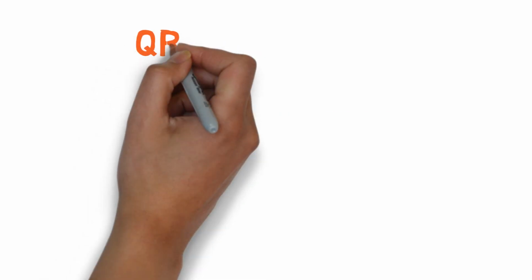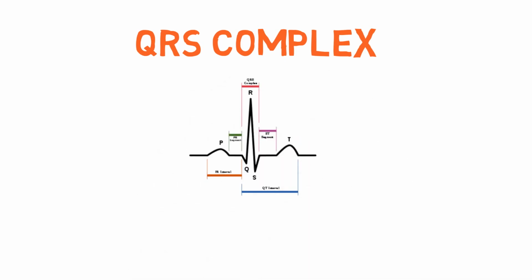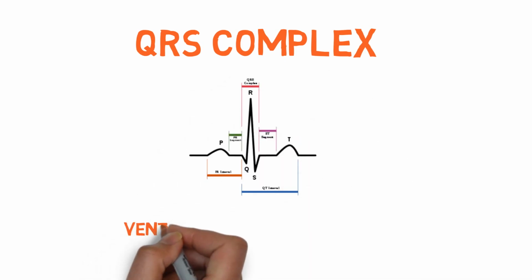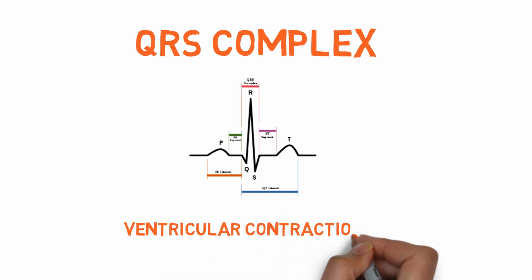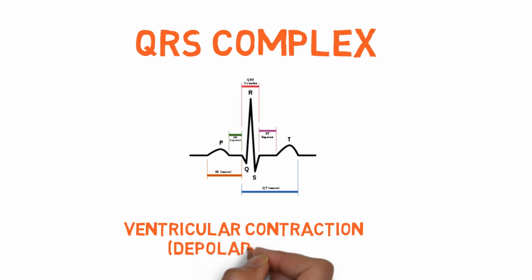Then the P wave and QRS complex will be produced. QRS complex is basically ventricular contraction. Ventricular contraction, again, is depolarization. Depolarization is the contraction of either the atria or the ventricles. So ventricular depolarization is the ventricular contraction, and the waveform produced on the ECG will be the QRS complex.